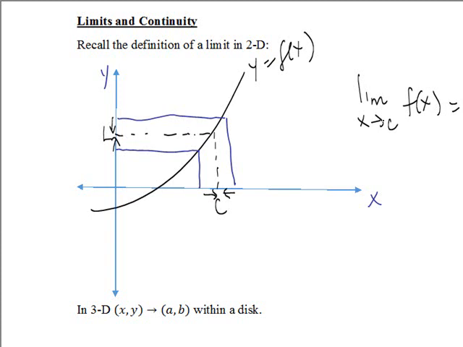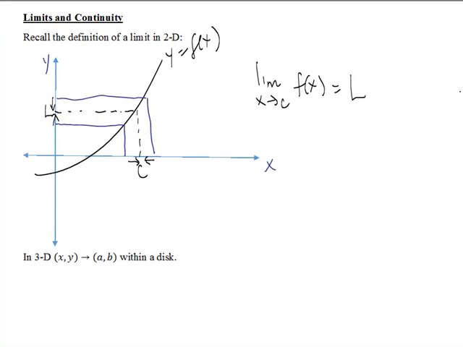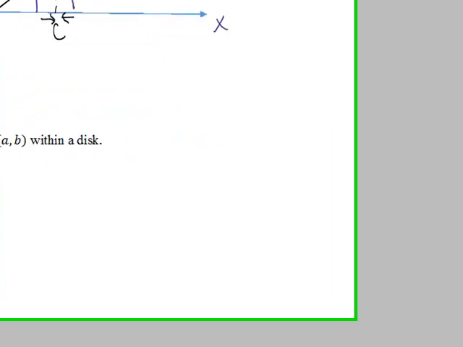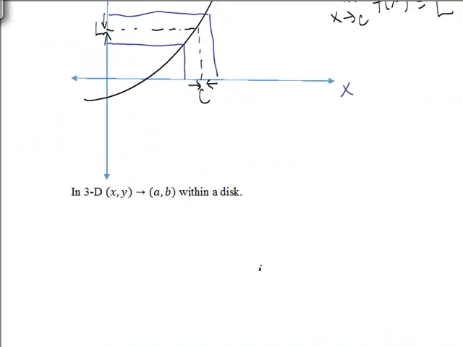Not in 3D. What happens in 3D is that because we are in three dimensions, you cannot just go from the left or the right. You have a point (a, b), and you want x and y to move towards (a, b). So you can go like that, you can go like that, you can go in any direction. That's the thing about it.